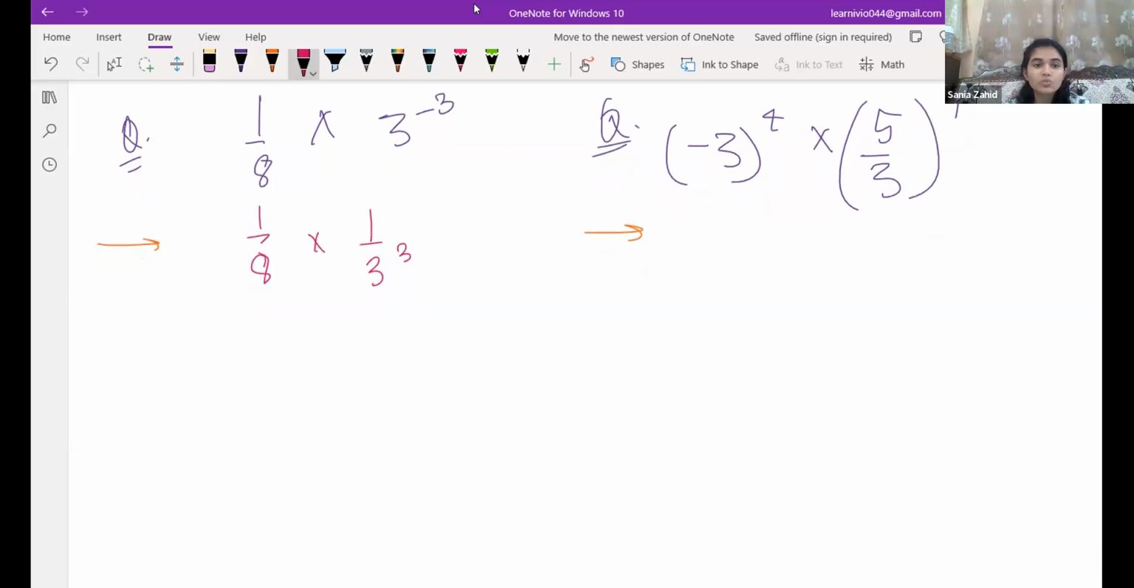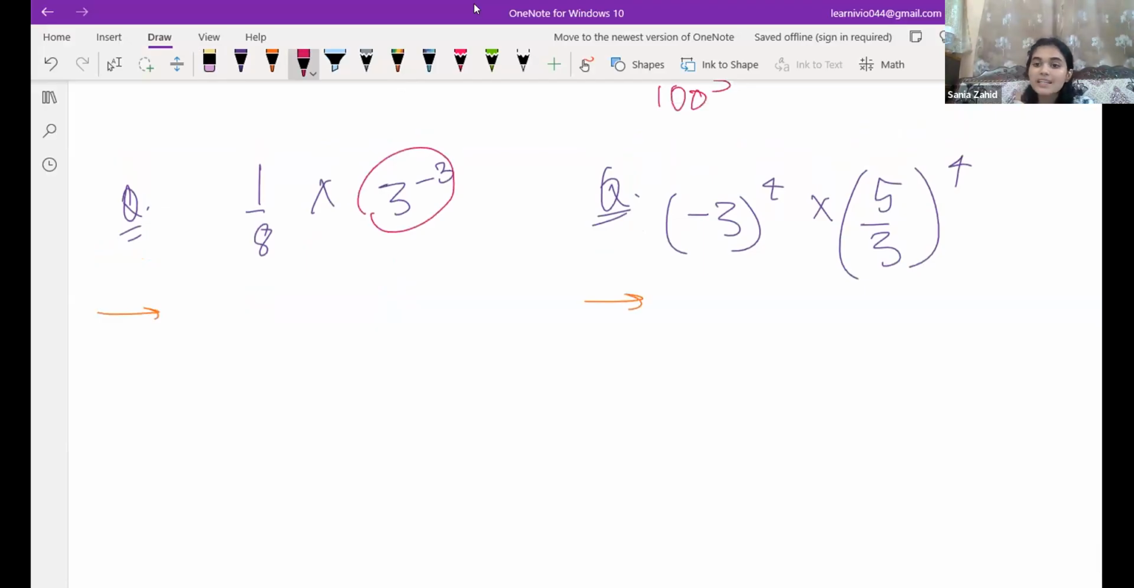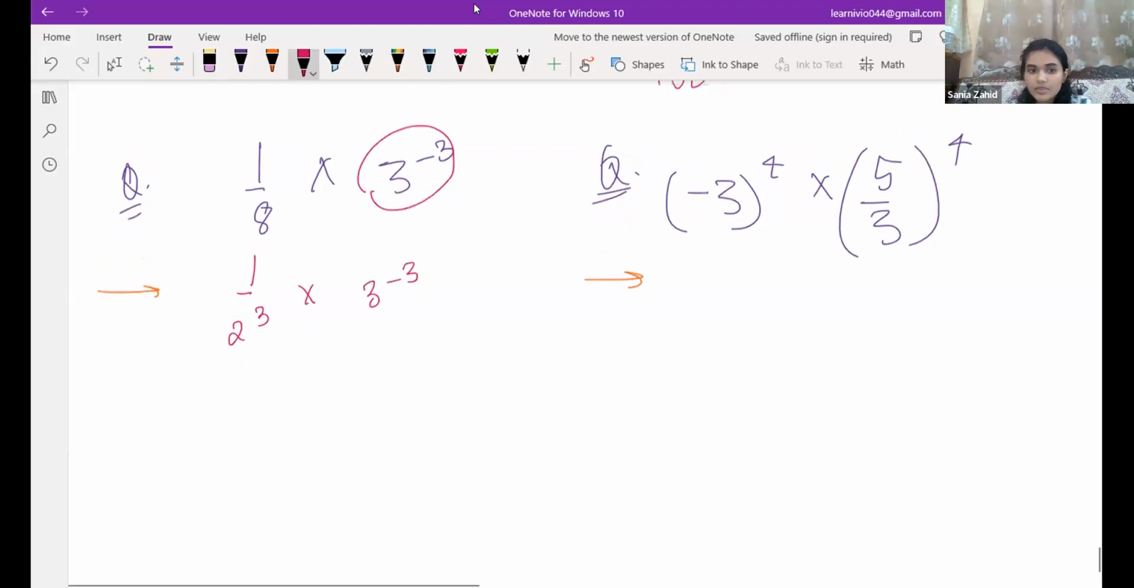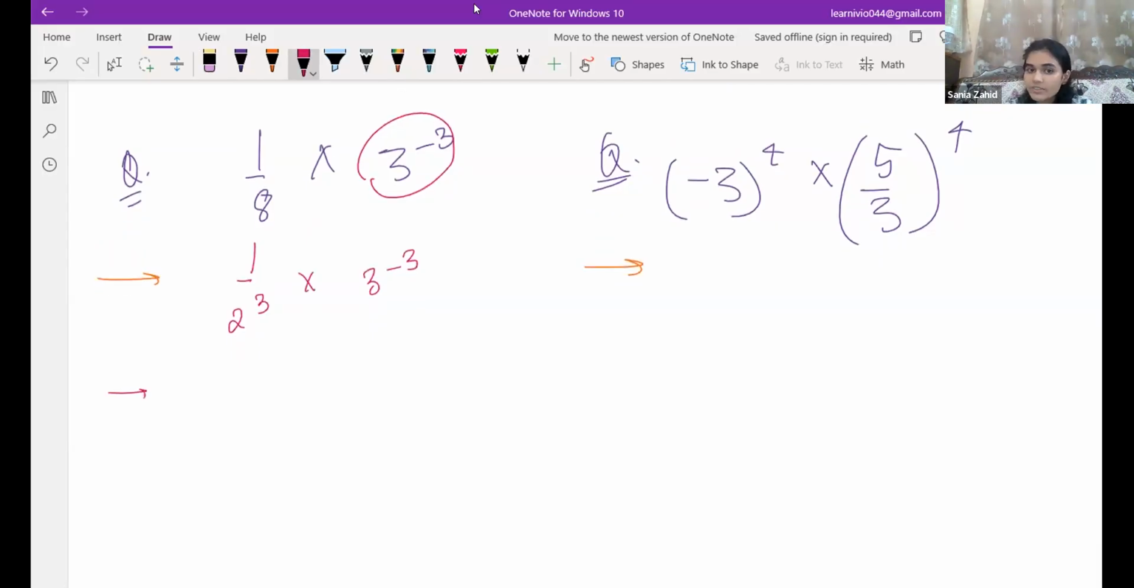You can solve it by multiplying, but children, see, there's a much easier way to do this question. Since this lesson is exponents and powers, always try to solve your answer in the form of exponents only. You know this is already an exponential number, but 1 by 8 is not. Can I write 8 as an exponent? Yes, I can write 2 to the power 3. So can I write it as 2 to the power 3 into 3 to the power minus 3 first of all? Yes. Now again, can I change 1 by 2 to the power 3 as 2 to the power minus 3? And this becomes 3 to the power minus 3.